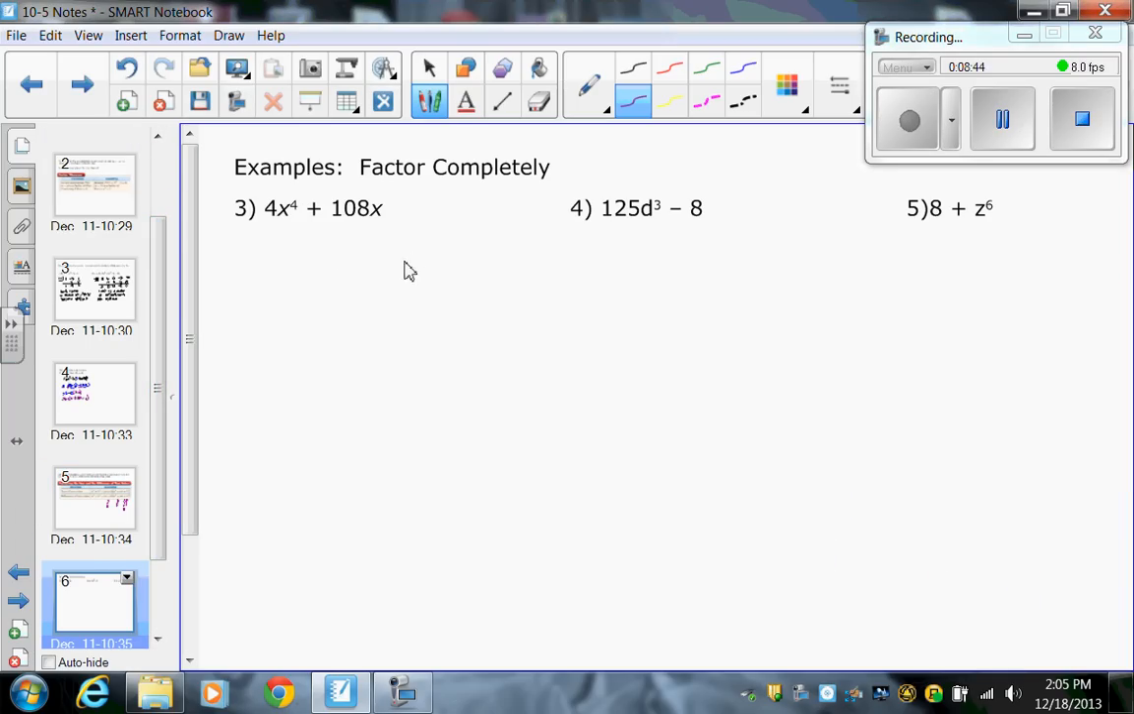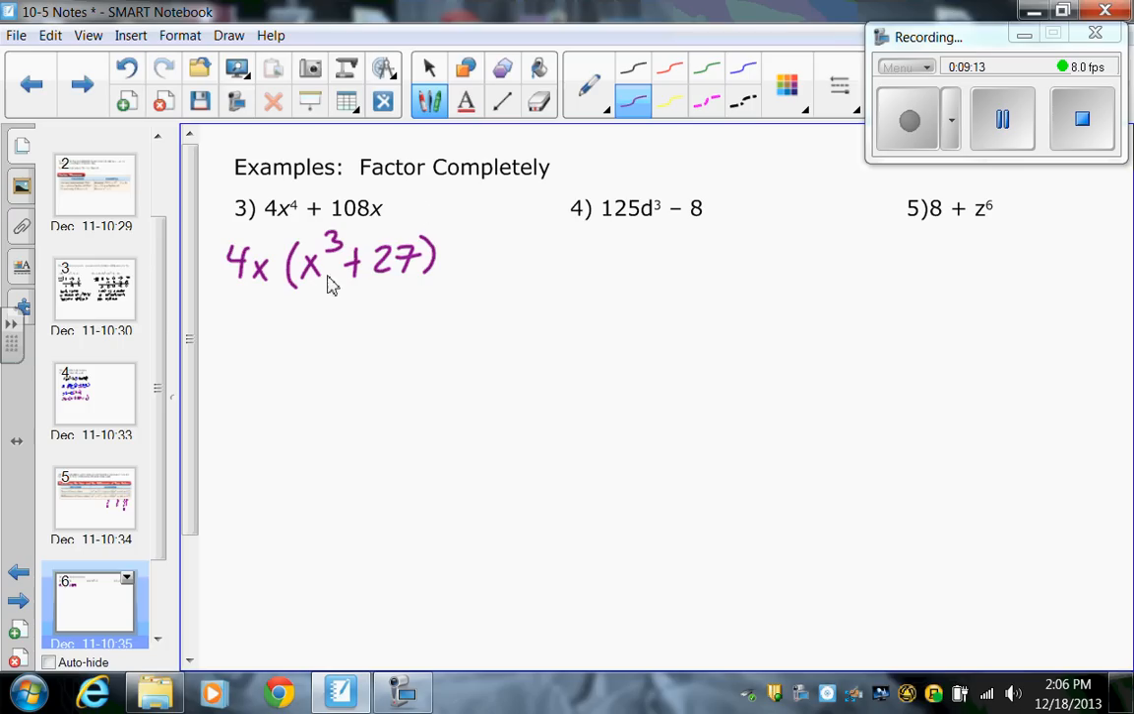So factoring completely, first thing we're going to do, always look for a greatest common factor. So does 4 and 108 have something in common? In that case, the answer is yes. You can pull out a 4. X to the fourth and x, you can pull out an x. 4x times x to the third is 4x to the fourth. And 4x times 27 is 108x.